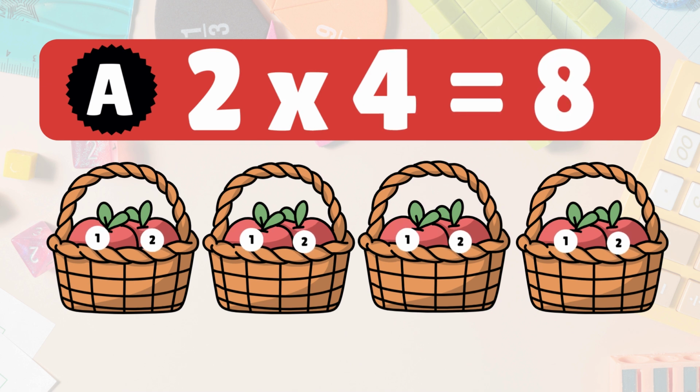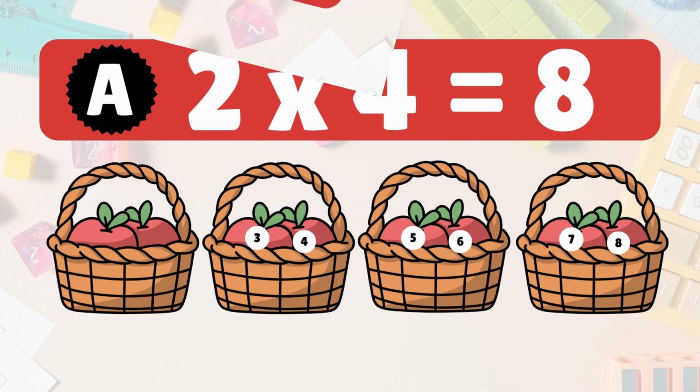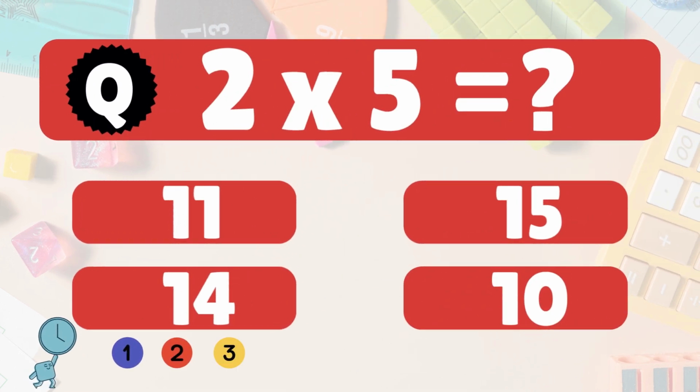Two times 4 is 8. Here we have 4 groups of 2 apples each. Let's count them all. 1, 2, 3, 4, 5, 6, 7, 8. So 2 times 4 is 8 apples. Next, 2 times 5 is what?